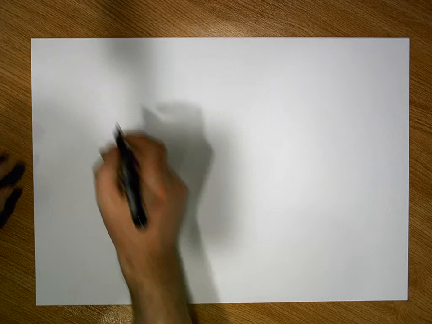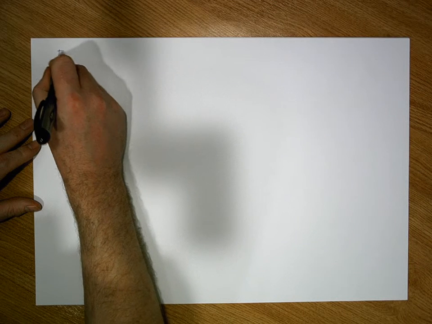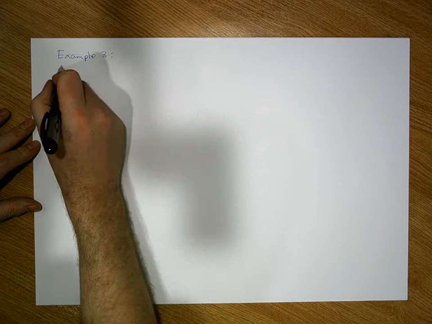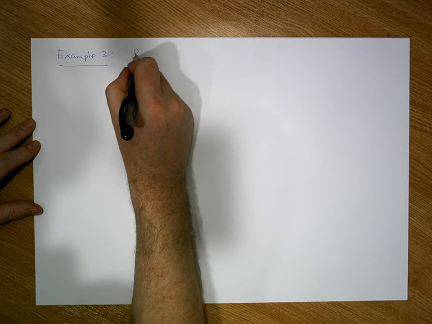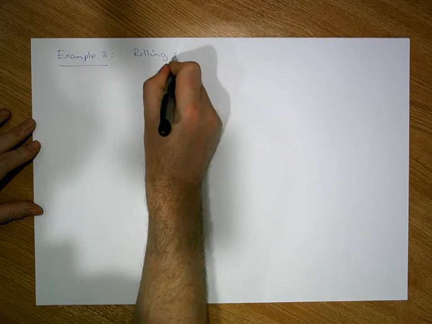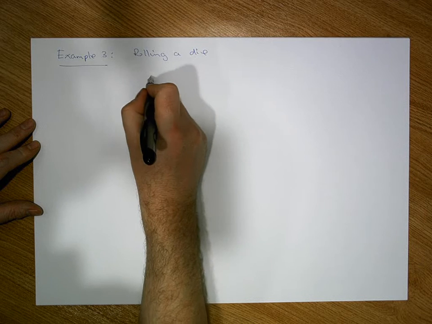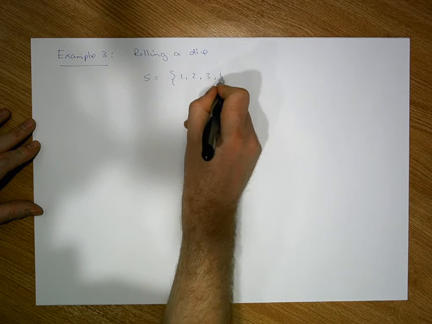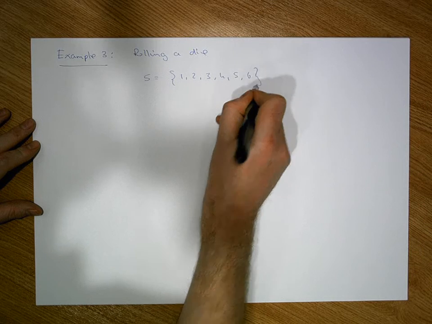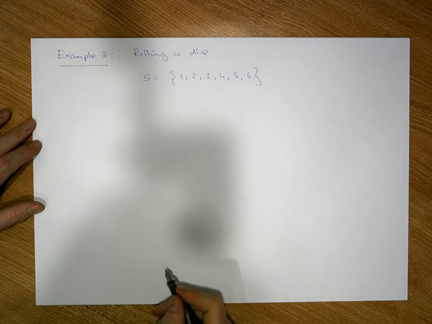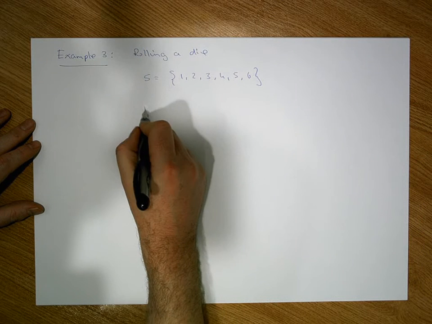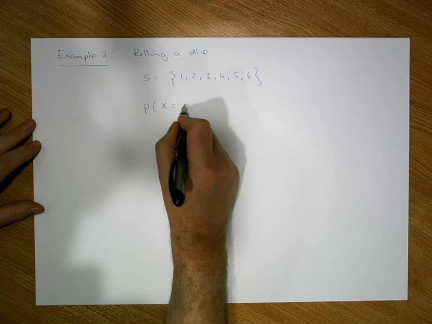So let's call the next example, example 3. And I'm still interested in rolling a die. The sample space hasn't changed. S is equal to the values 1, 2, 3, 4, 5, and 6. But this time, the event of interest is, what's the probability that when I roll a die, I get an even number?